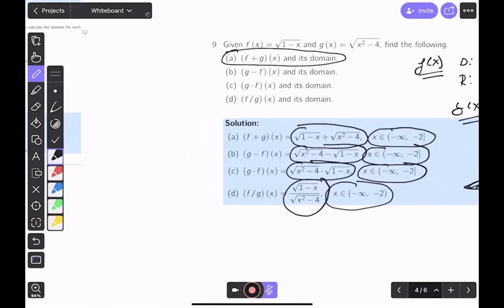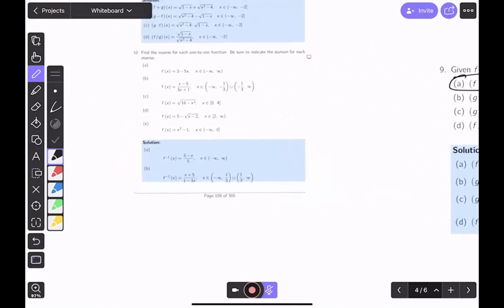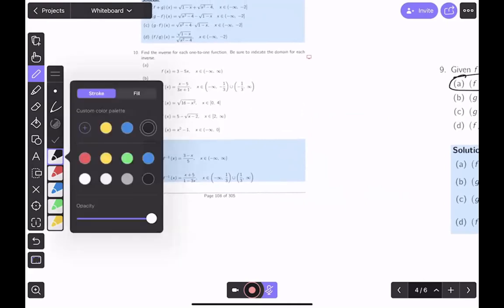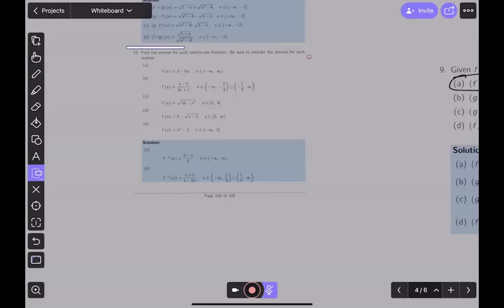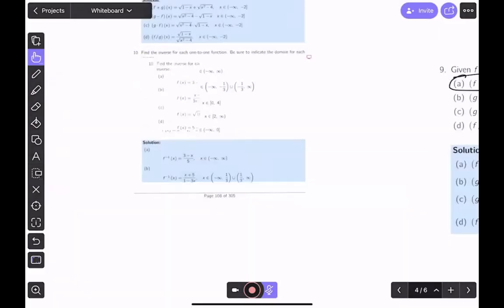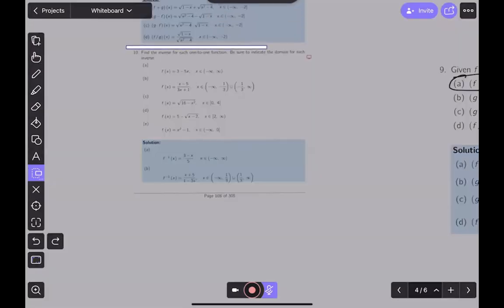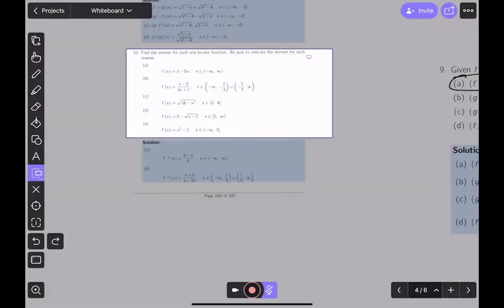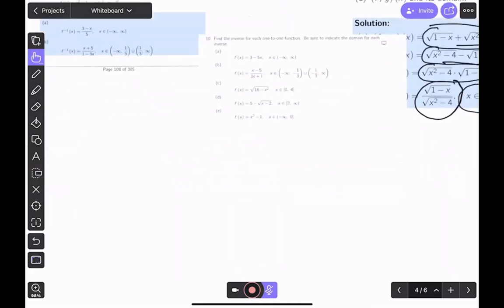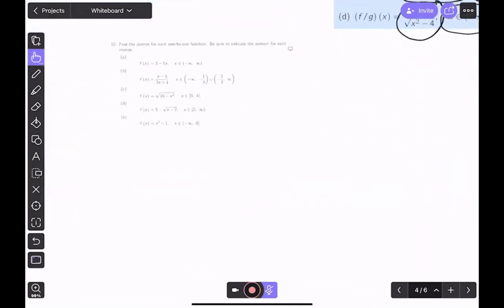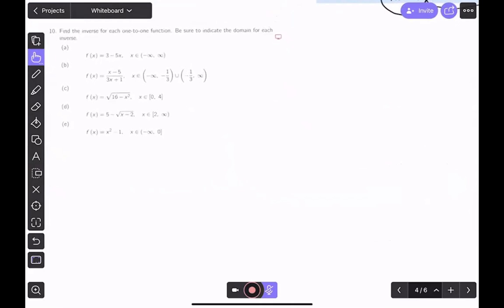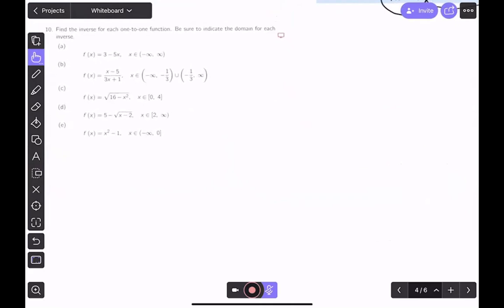All right, let's go back to the other question, which is going to be number 10. Number 10 is a little more challenging. Undo is good because I can just undo something. All right. Let's get rid of this thing over here. And let's do one at a time. All right, I'm going to do A.